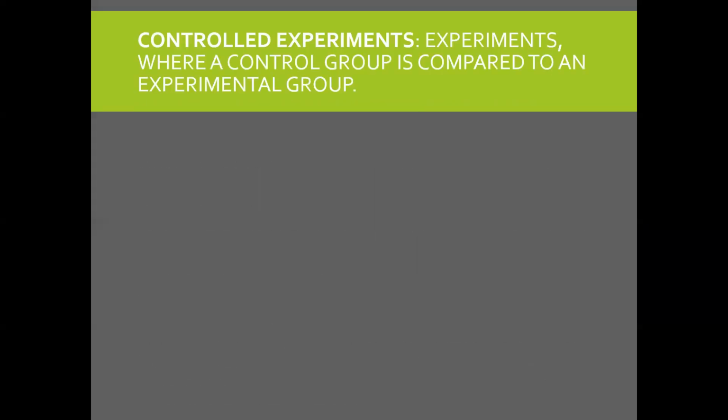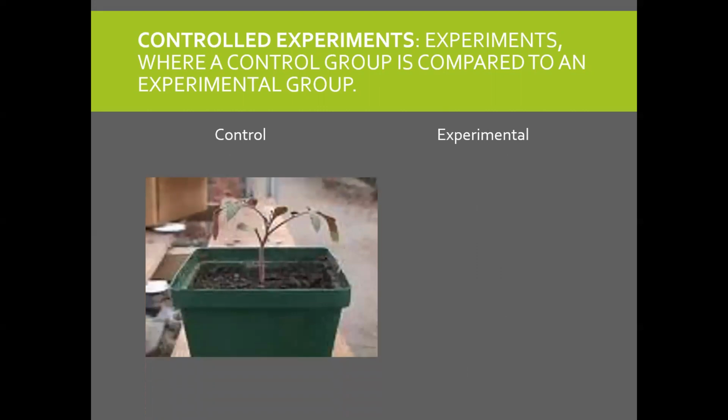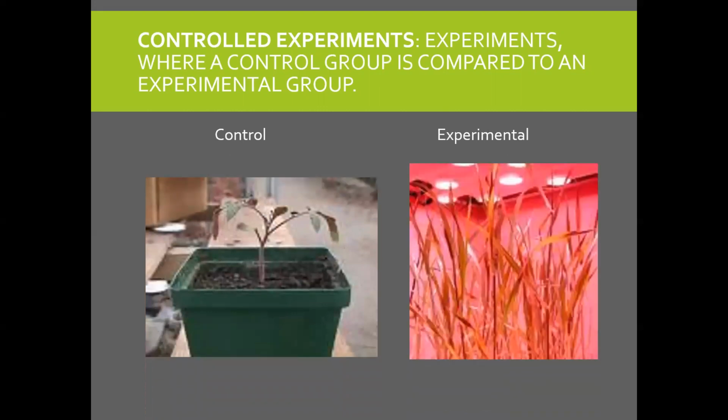Let's do some examples here. Controlled experiments. These are experiments where a control group is compared to an experimental group. Let's say you're growing some plants, and one plant you just have in regular light, and in the other plant you have a special growing light. The special growing light would be the experimental group.